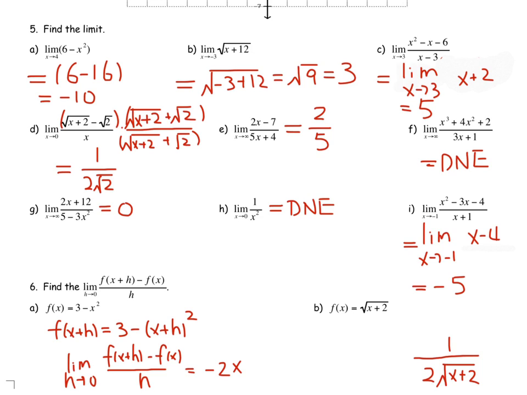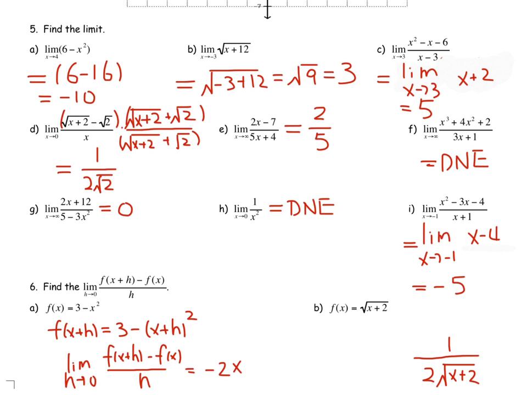The numerator can be factored into x plus 1 times x minus 4. Reducing the common factors x plus 1 from top and bottom, you are left with x minus 4. Now, if I plug in negative 1, I'm okay. So the limit for letter I is going to be negative 5.